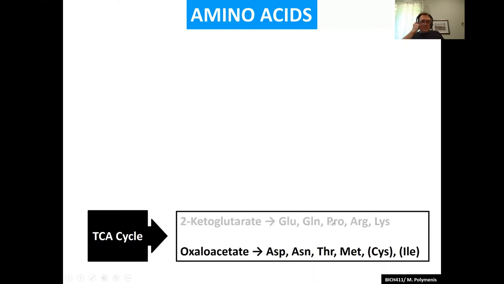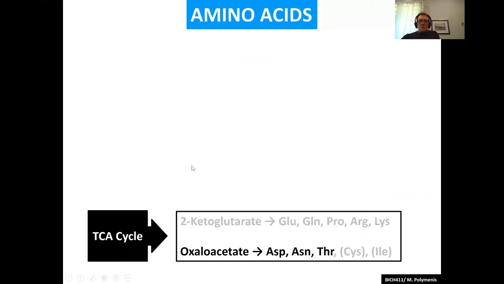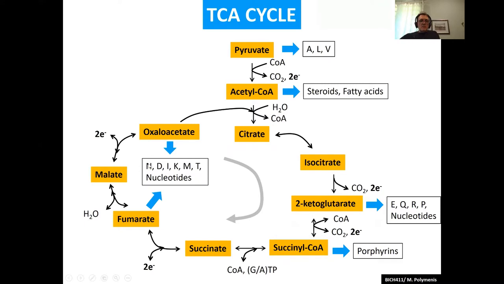Oxaloacetate, that's a 5-carbon unit, is a precursor for all these amino acids. This is a little more complicated. Let's start with aspartate, asparagine, and threonine, which are shown here. Aspartate, threonine, what was the other one? Asparagine, that will be the end here. So they do come, and isoleucine eventually too.